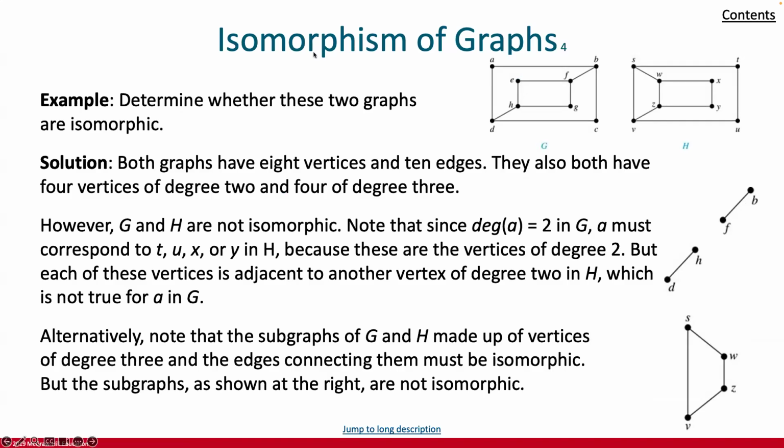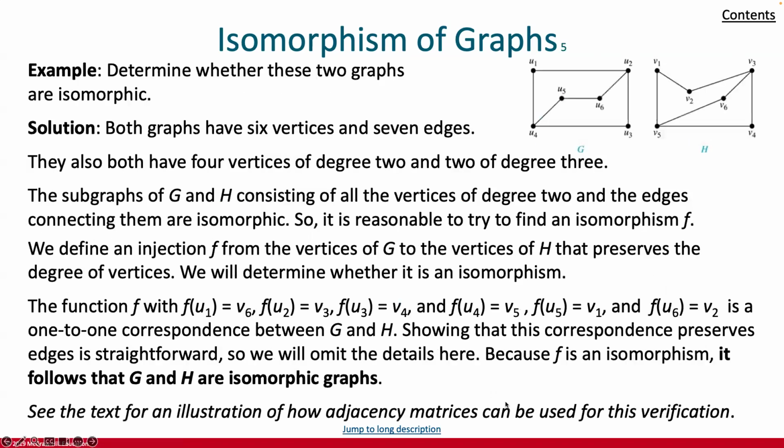So here is an example of isomorphisms in graphs. Determine whether these two graphs are isomorphic. Both graphs have 8 vertices and 10 edges. I'll let you read through this, but ultimately the bottom line is they're not isomorphic.